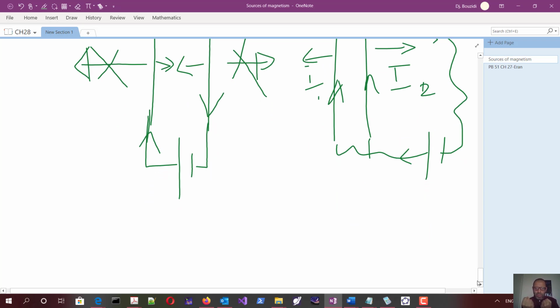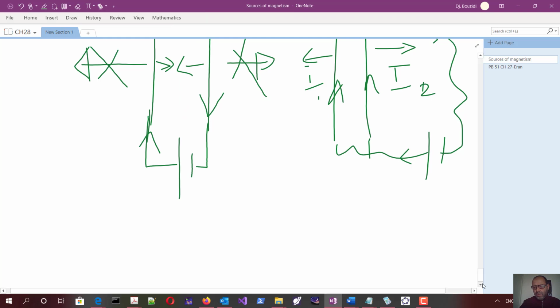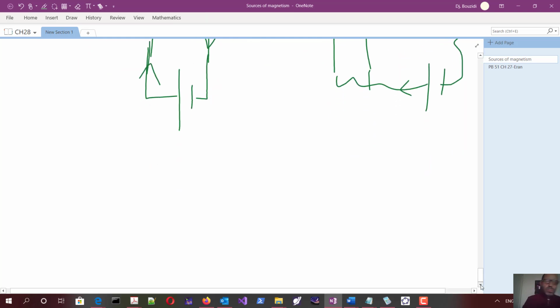Basically, North Pole and South Pole attract one another, a negative charge and a positive charge attract one another, and similar charges or similar poles usually repel one another. In this case, similar currents, in the same direction, will actually repel, and vice versa, two currents in opposite directions will attract. So let's think about why that is, and let's actually calculate the force between the two wires.